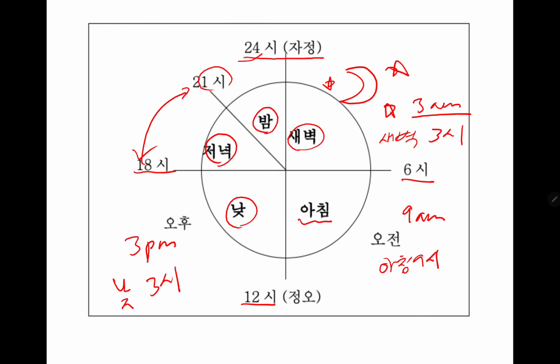So let's say right now it's 7 p.m. Then we would say 저녁 7시예요. Okay. And then here we have, let's say it's 10 p.m. Then we would say 밤 10시. Okay, cool.